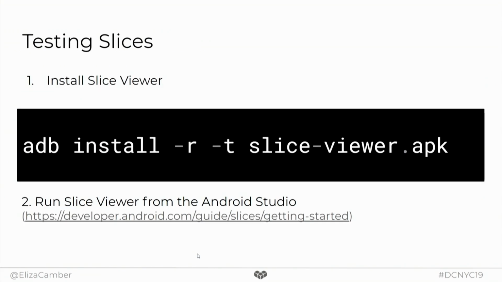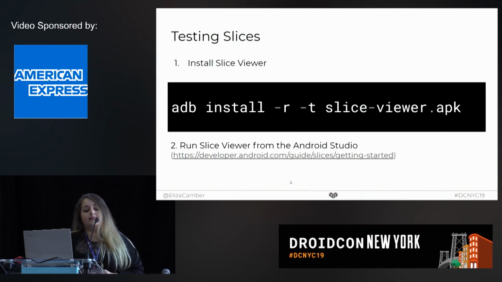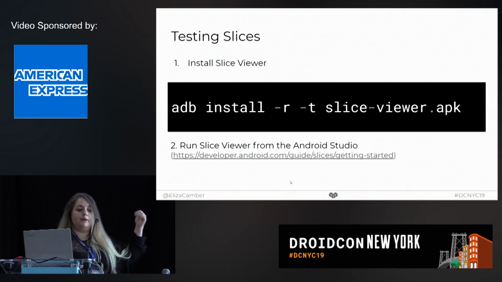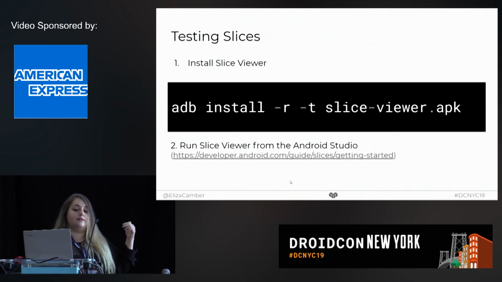For testing them, there is also a tool. It's an ADB tool, and it's called Slice Viewer. The documentation for the Slice Viewer is incredible. It's very straightforward. It's really easy to do. So I will really recommend you to just go to that website and check it out.